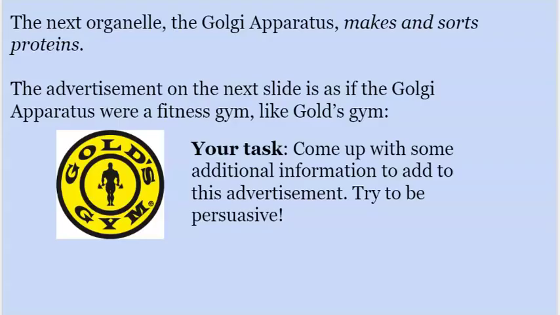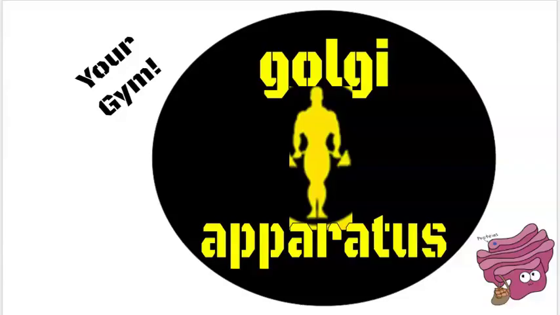The next organelle, the Golgi apparatus, makes and supports proteins. The advertisement on the next slide is as if the Golgi apparatus were a fitness gym, like Gold's Gym. Your task, come up with some additional information to add to this advertisement. Try to be persuasive. Your gym, Golgi apparatus. What can you add here to better explain the function of the Golgi apparatus?